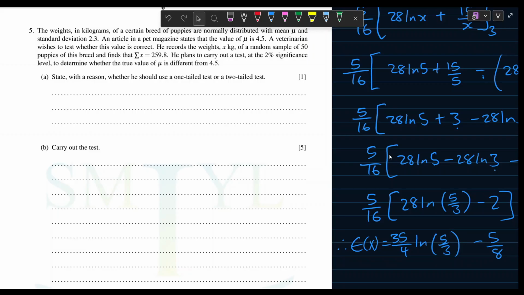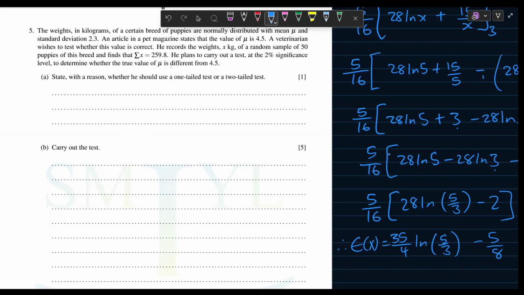Number 5. The weights in kilograms of a certain breed of puppies are normally distributed with mean mu and standard deviation 2.3. An article in a pet magazine states that the value of mu is 4.5. A veterinarian wishes to test whether this value is correct. He records the weights x kgs of a random sample of 50 puppies of this breed and finds that the summation of x is 259.8. He plans to carry out a test at the 2% significance level to determine whether the true value of mu is different from 4.5. Part A. State, with a reason, whether he should use a one-tailed test or a two-tailed test.